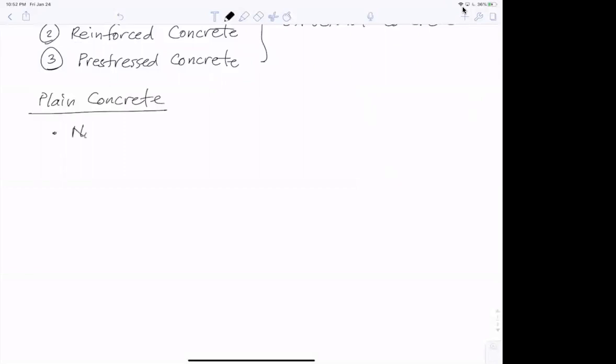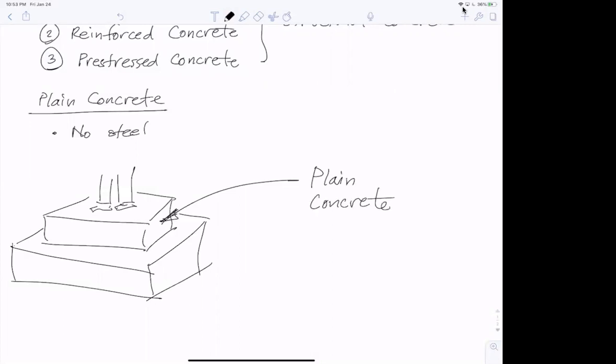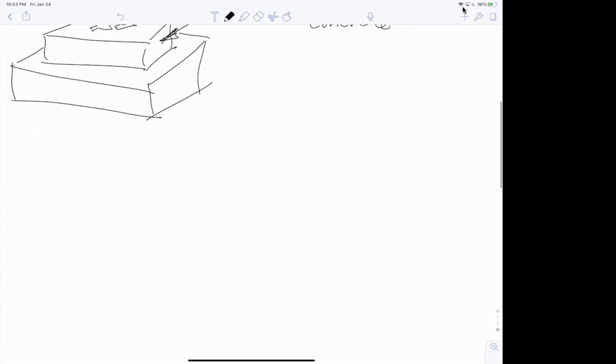This means concrete with no steel in it. When would you use concrete without steel? Oh, maybe at the bottom of a statue. So you would have a monument like this, and these things tend to be massive, and this would be plain concrete with no steel in it, or very, very minimal steel. Then there's reinforced concrete, which is the subject of this class.